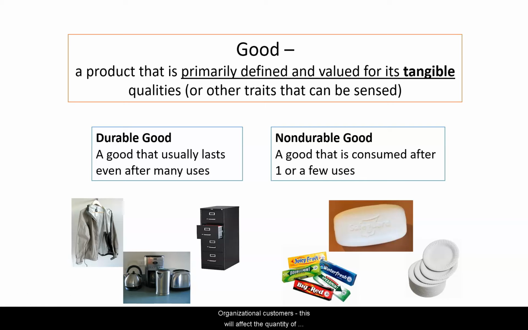For organizational customers, this will affect the quantity of demand and decision processes. So certain purchases are likely to be made on a case-by-case basis, so furniture, filing cabinets, while others may be purchased in a bundle. So a service may specialize in procuring all your cleaning supplies for an office building. In sum, knowing whether durable or non-durable can help us estimate demand timing, and tailoring that marketing mix.